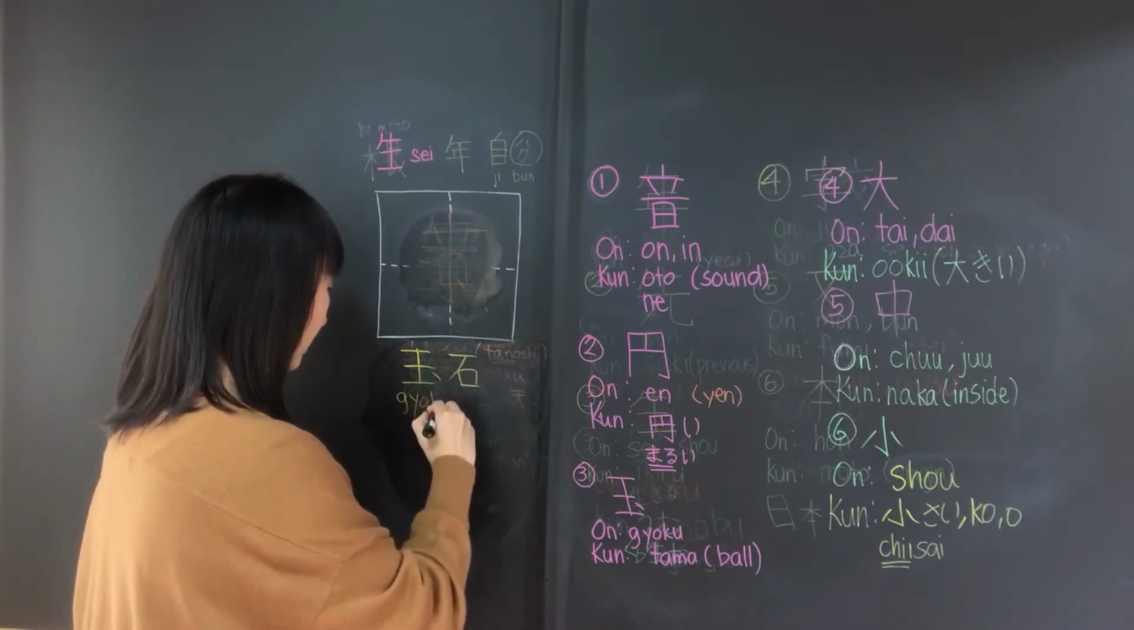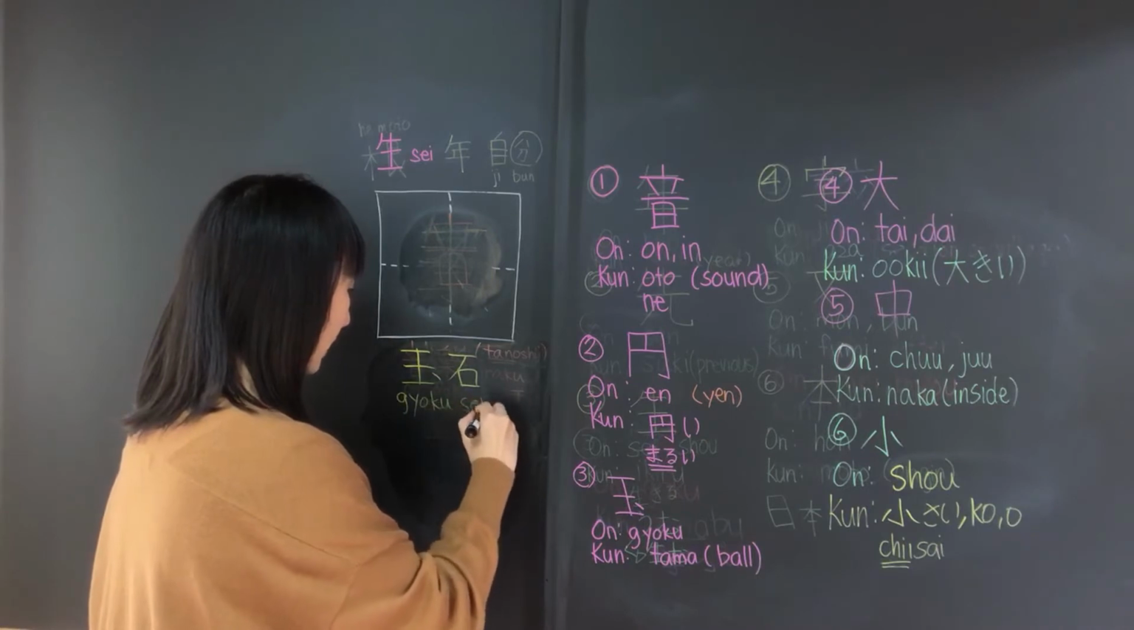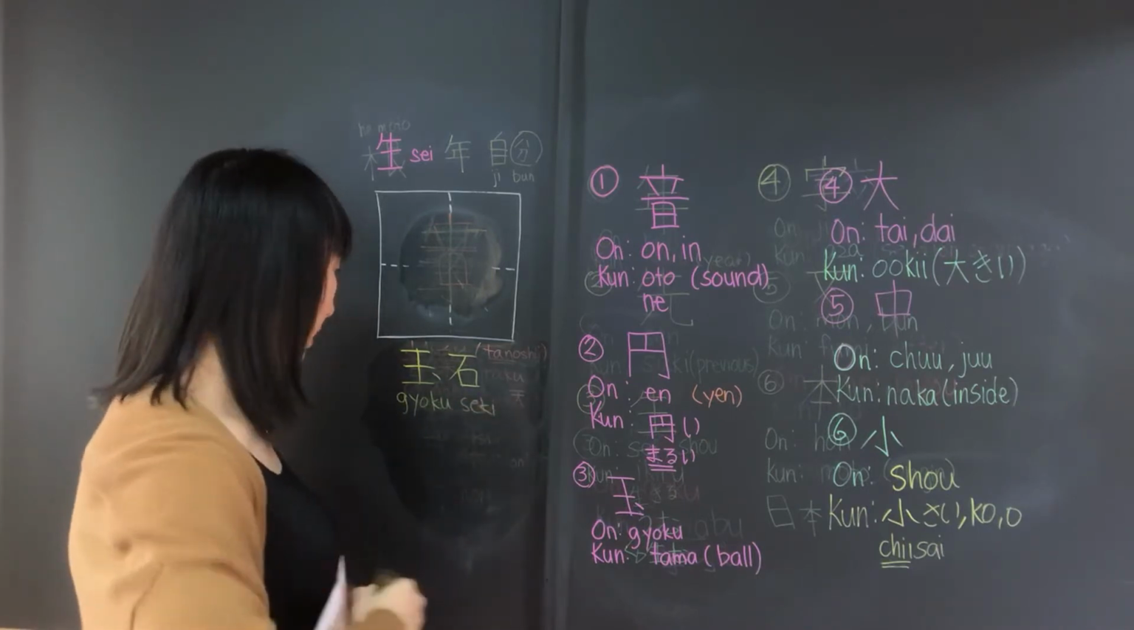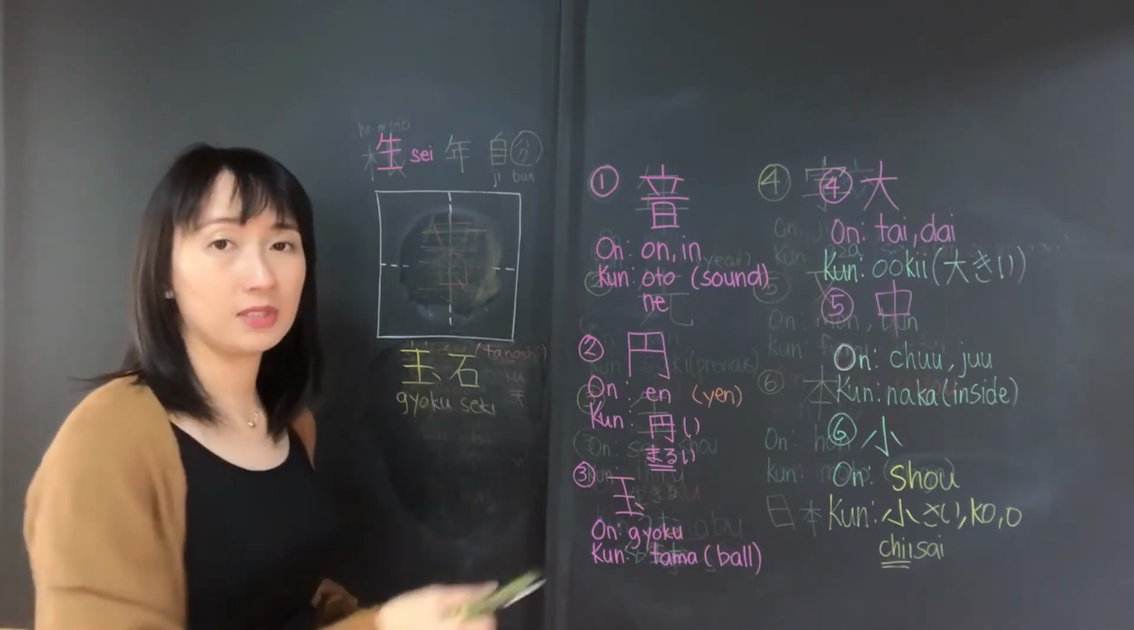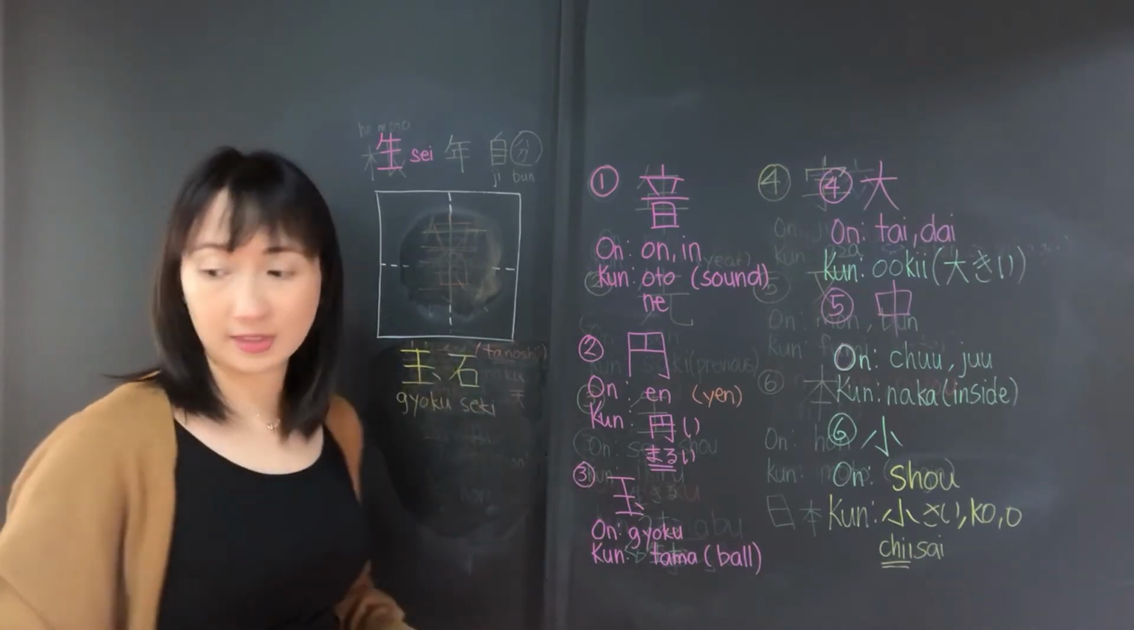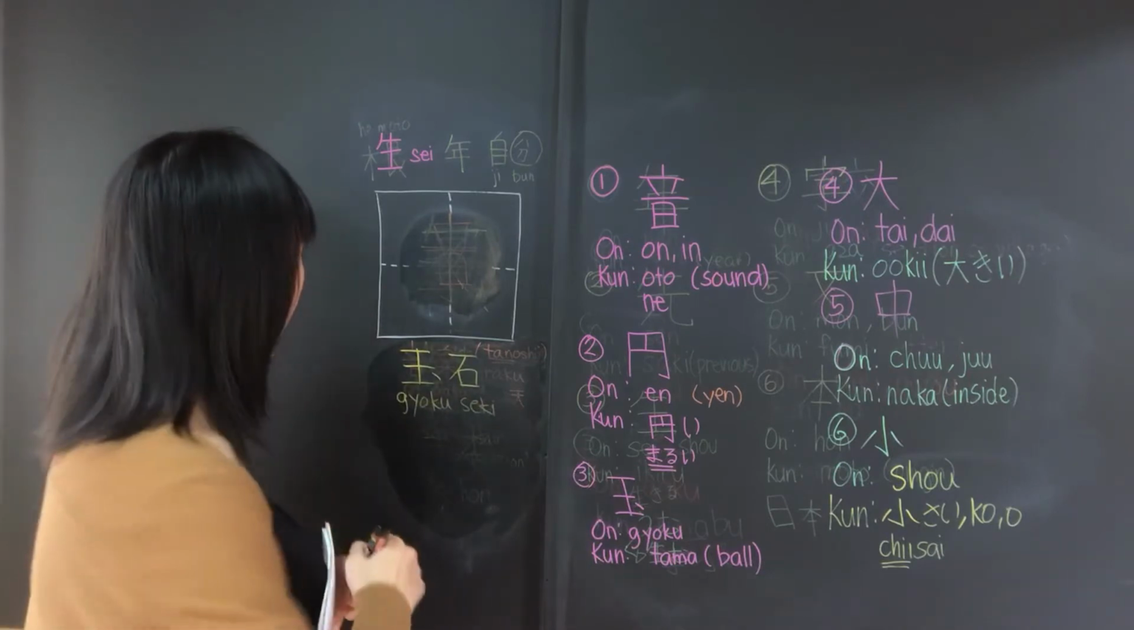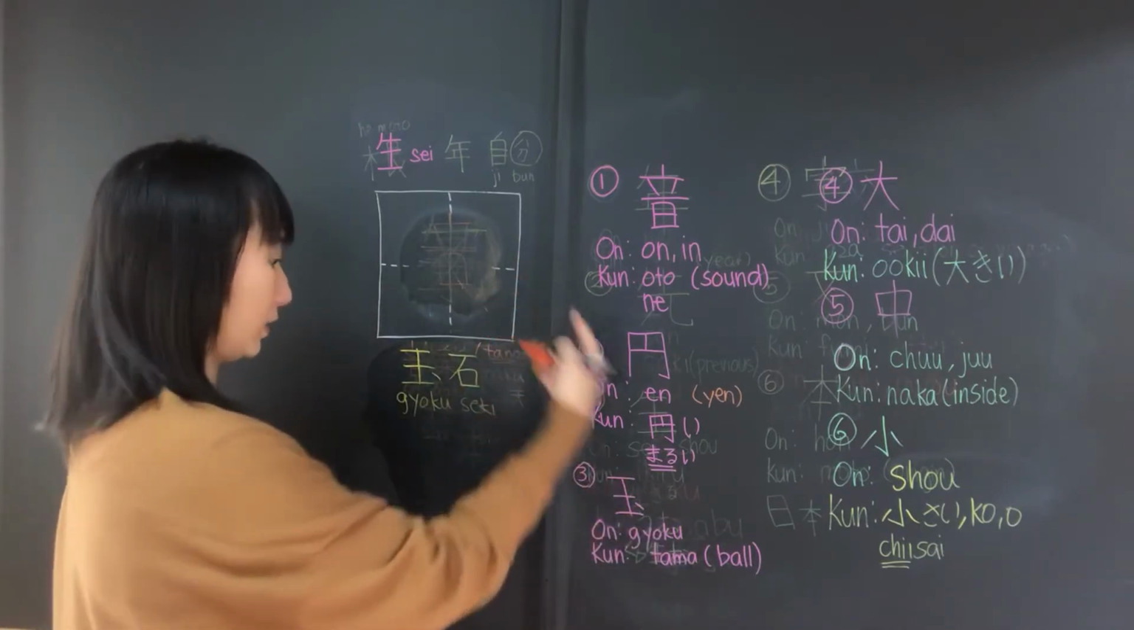Gyoku. Anyway, gyokuseki means gems and stones, and this is how you write gyoku, or tama.